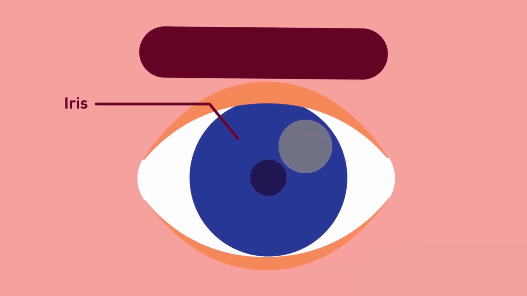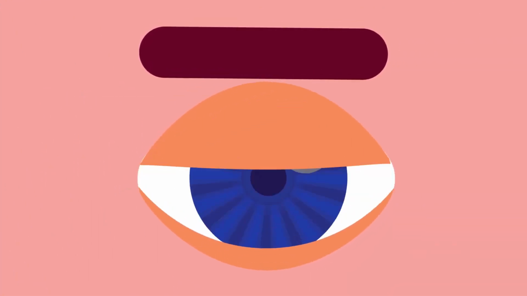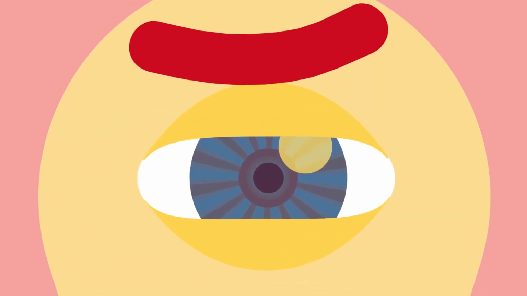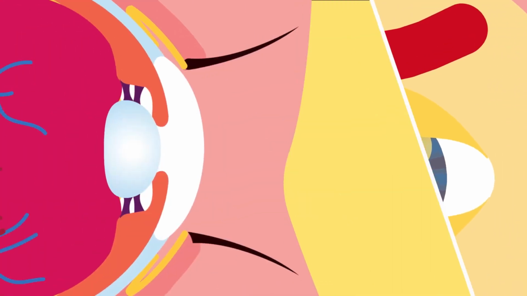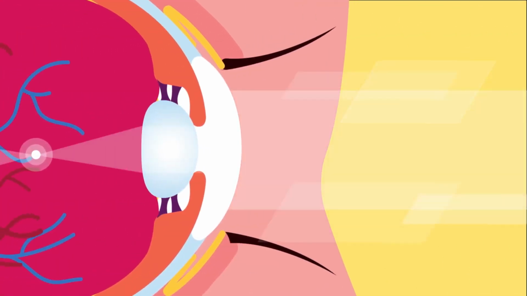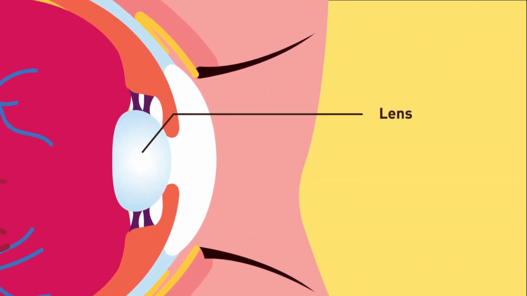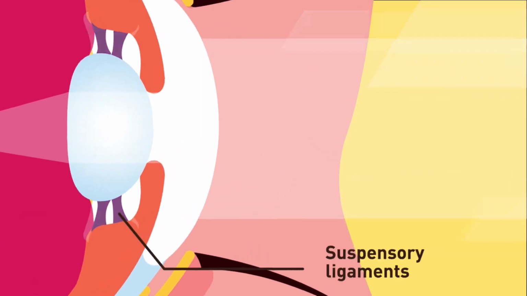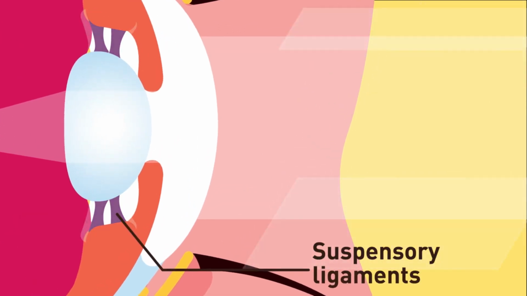Iris is pigmented with color and has radial and circular muscles that regulate the amount of light entering the eye. The round hole at the center of the iris, through which light enters, is called the pupil. The lens is soft, transparent, and elastic in nature. It helps to focus light onto the retina. Suspensory ligaments hold the lens in place.